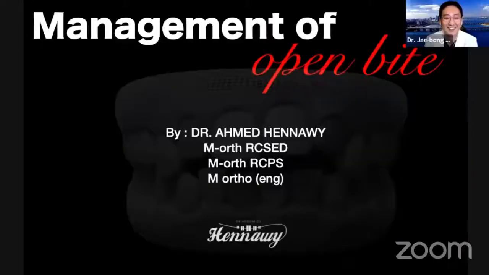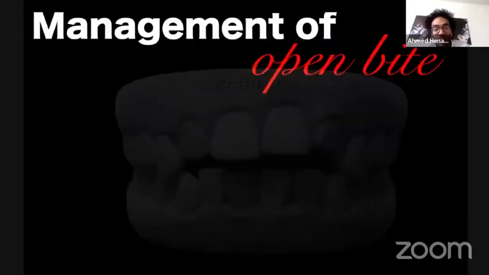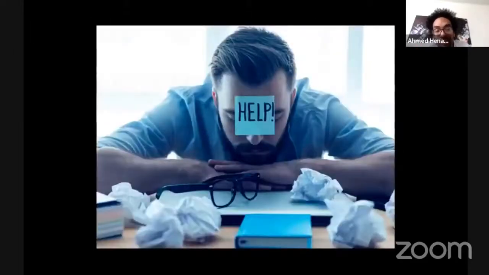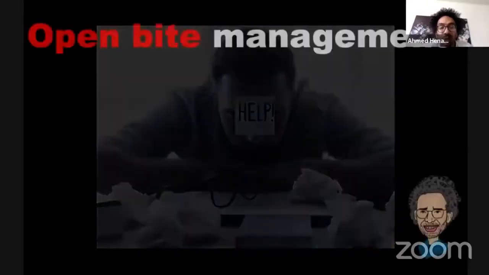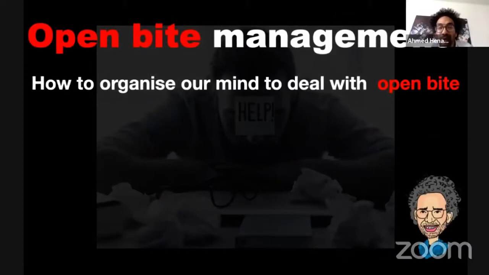Look here. Okay. So today we will talk about management of the open bite. For a lot of doctors, they consider the open bite a complicated case, and they are scared to treat it. Today, we will try to think how we can organize our mind so we can deal with the open bite case.